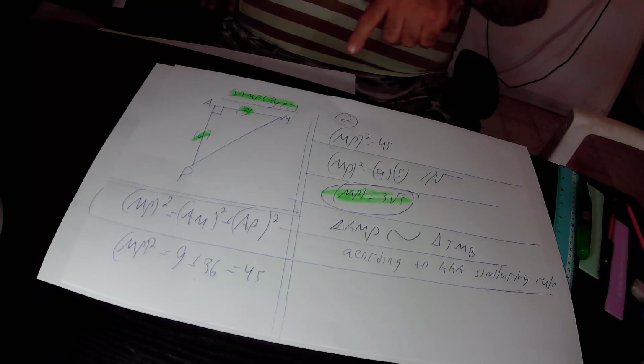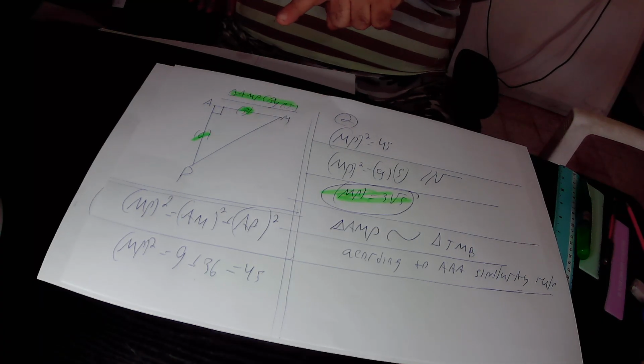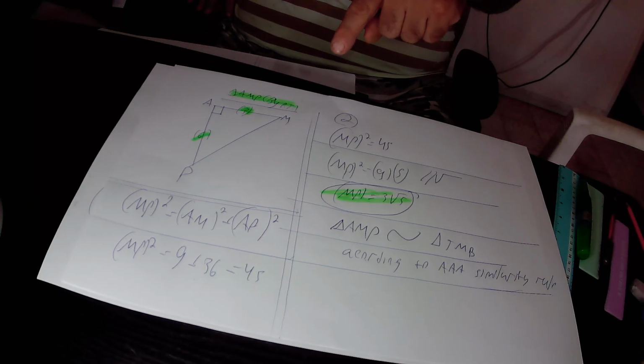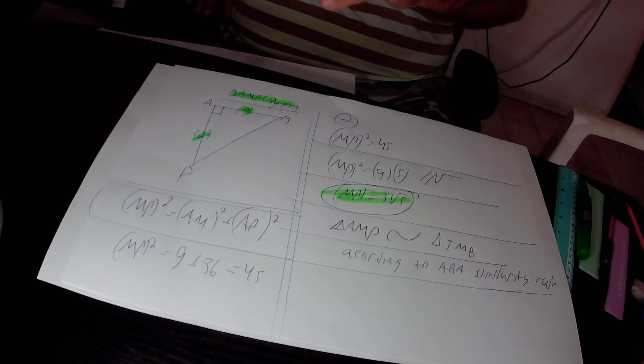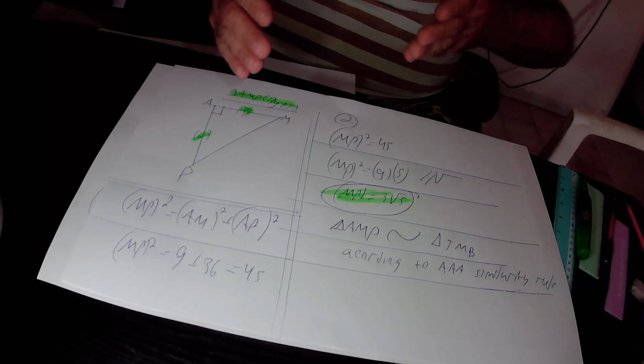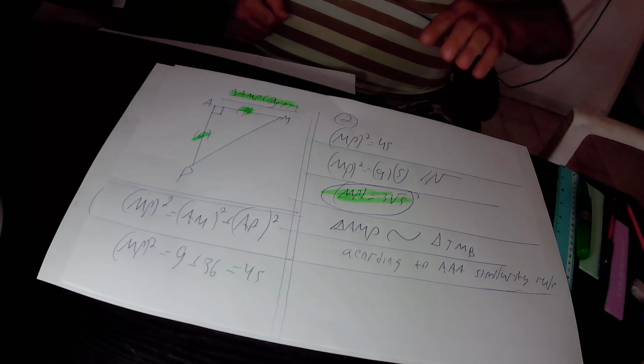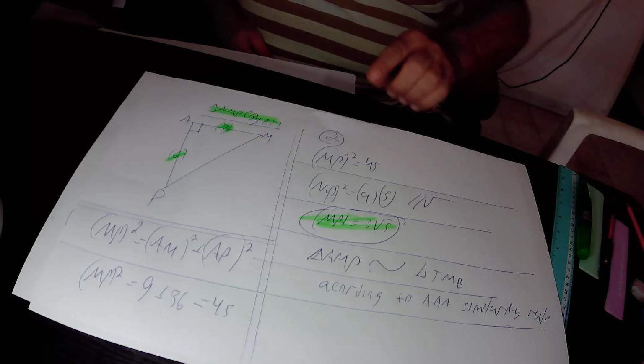AM is 3, therefore AM squared is 9, plus AP squared. AP is 6, therefore AP squared is 6 squared, that is 36. So in total MP squared equals 9 plus 36, that is 45. MP squared equals 45.